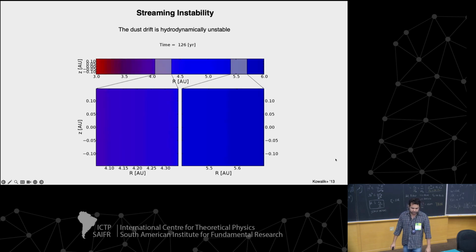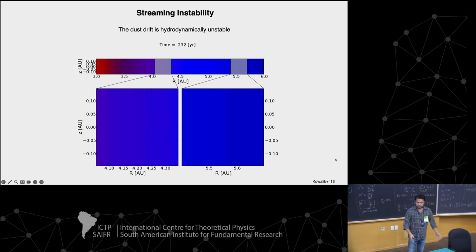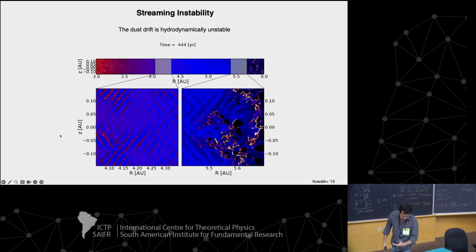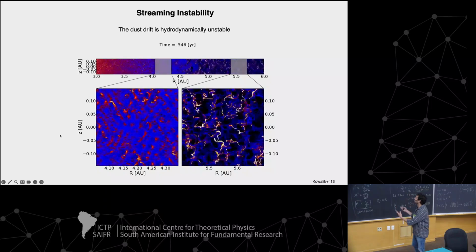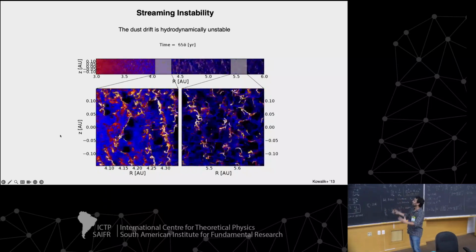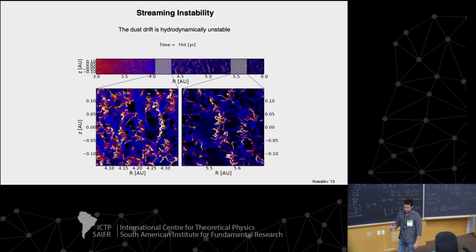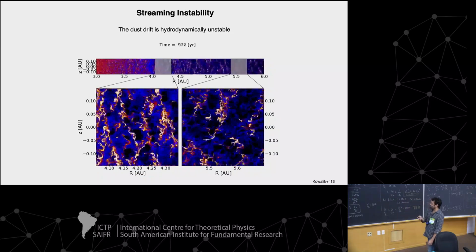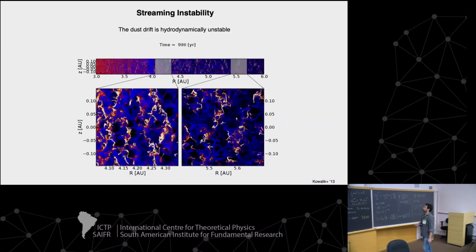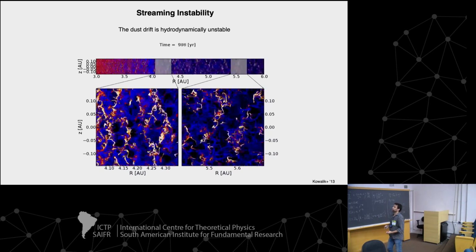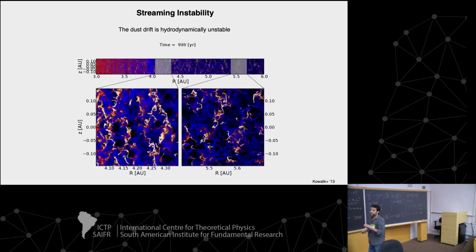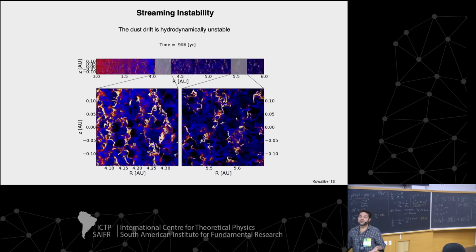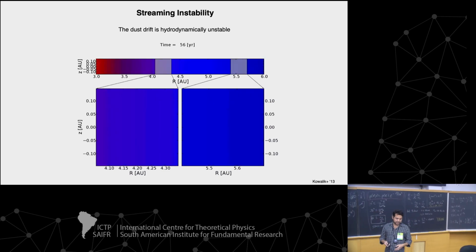It happens pretty much everywhere in the disk where you have dust flowing in. This drift is unstable. As you see here, if you wait long enough, you're going to see that the dust is flowing and it's making these pockets of high density and other pockets of low density. So then the hypothesis is, in the regions where you have high dust density, maybe you will achieve the critical density to collapse these dust grains and form a planetesimal.